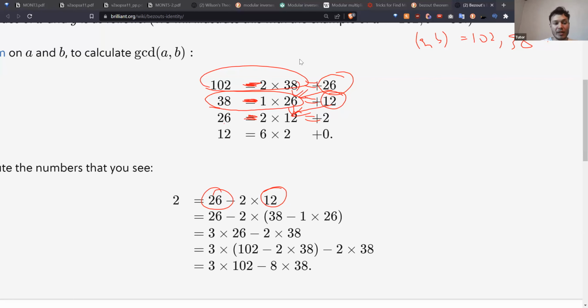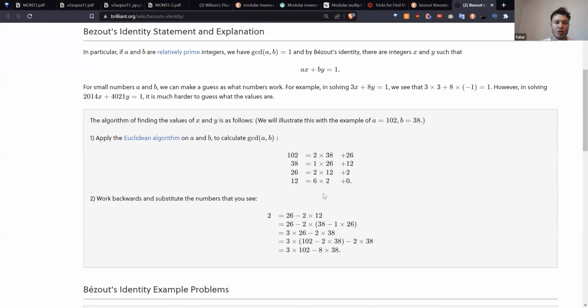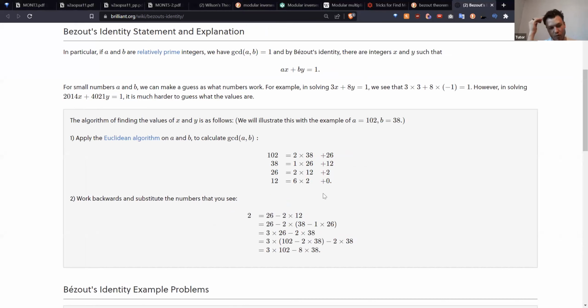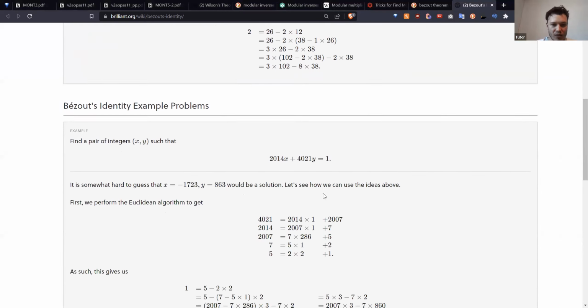It's kind of a long process, but if you have the time, you can certainly do it. What we did in the first part of the class is we just proved that such an x and y always have to exist. We didn't really explain how to get those x and y's.